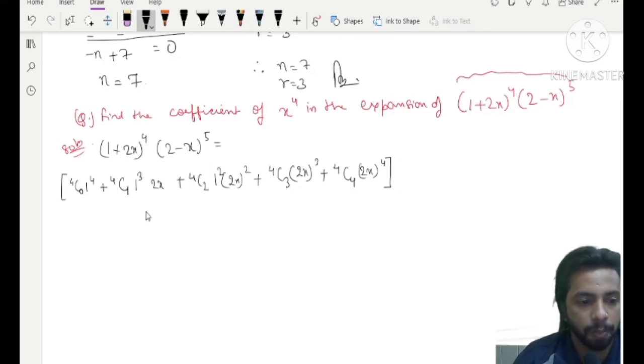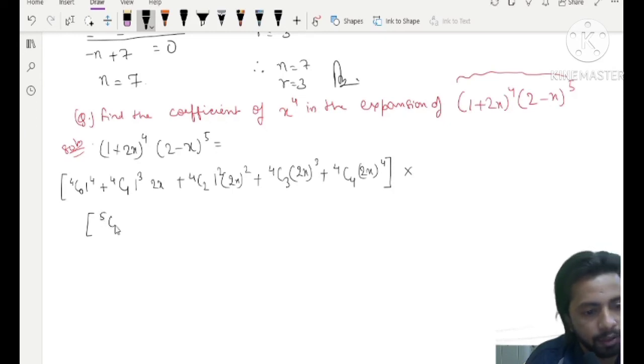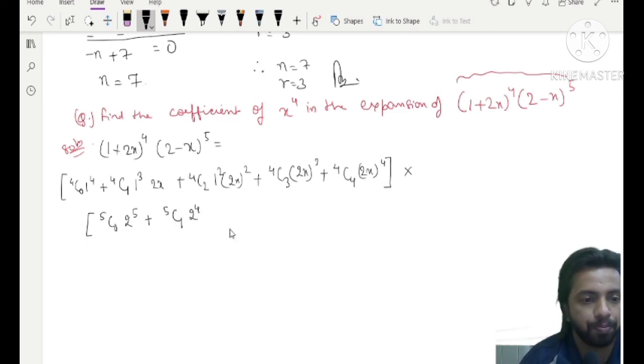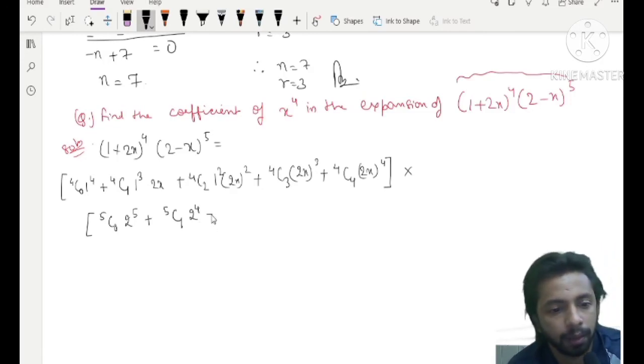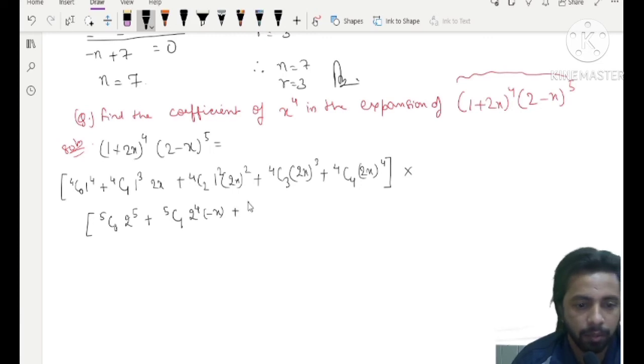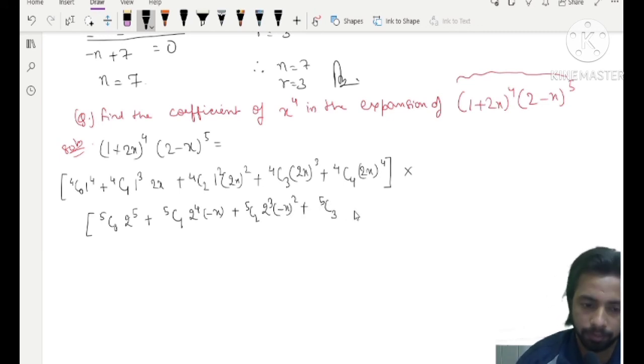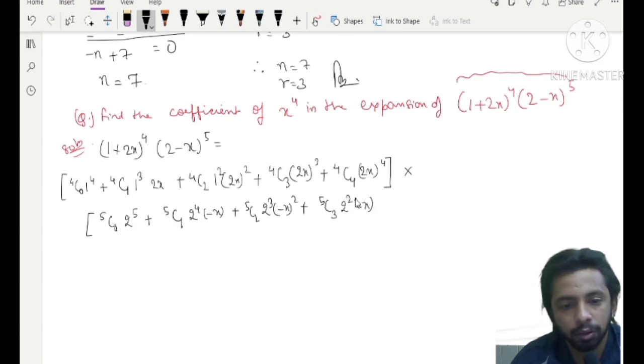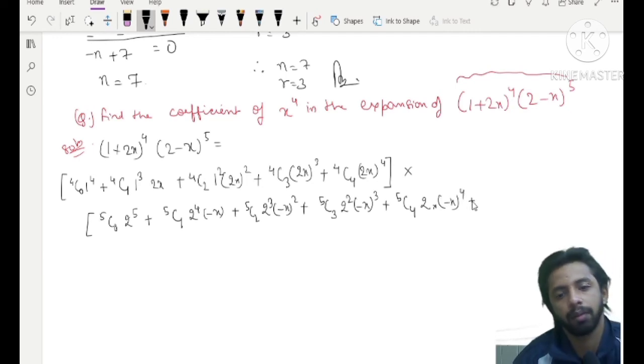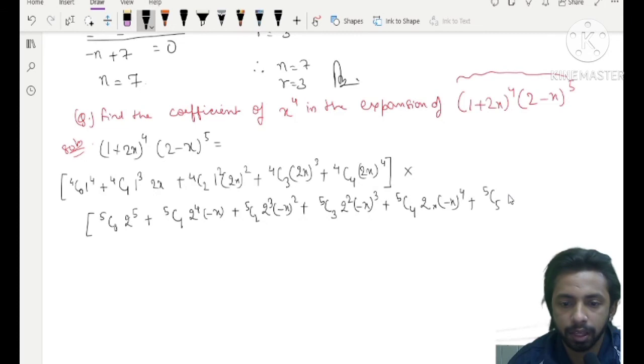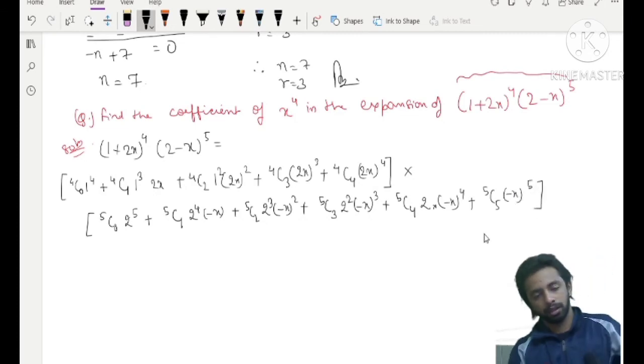Now expand (2 minus x) to the power 5. So this goes by 5c0 2 to the power 5 plus 5c1 2 to the power 4, and then you have minus x also, minus x, plus 5c2 2 to the power 3 (minus x) whole square, plus 5c3 2 square (minus x) whole cube, plus 5c4 2 into (minus x) to the power 4, plus 5c5 (minus x) to the power 5. So this much we have done.